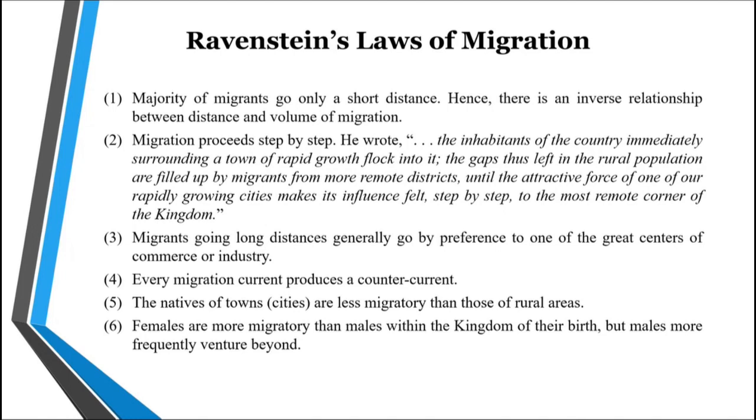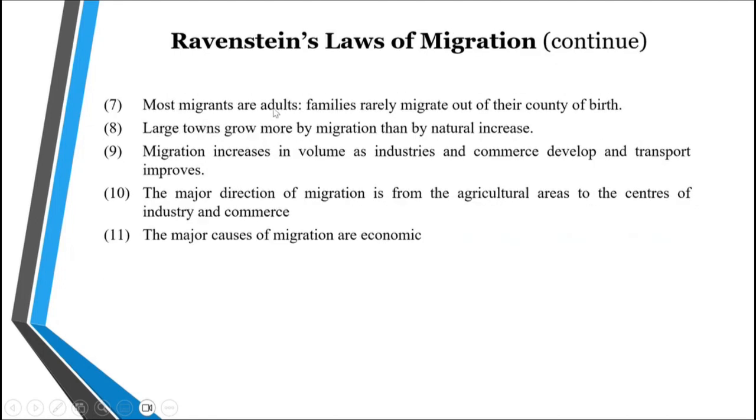The natives of towns or cities are less migratory than those in rural areas, because city people have a lot of opportunity, especially in the economic sense. Females are more migratory than males within the country, but males more frequently venture beyond. Most migrants are adults. Families rarely migrate out of their country. Large towns grow more by migration than by natural increase. You can see Singapore is growing more by migrants than by births, due to its low birth rate or natural increase.